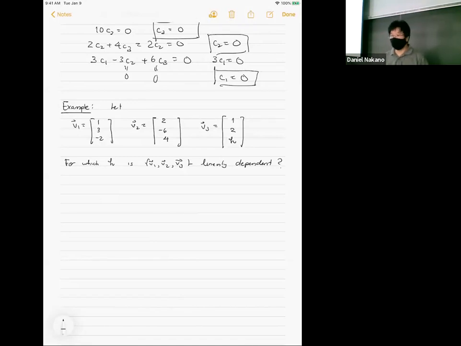All right, so we just proceed like we did in the last problem. We set up the homogeneous system, and we do Gaussian elimination, and then we figure out whether we have free variables or not. Okay, so let's set up the Gaussian elimination.